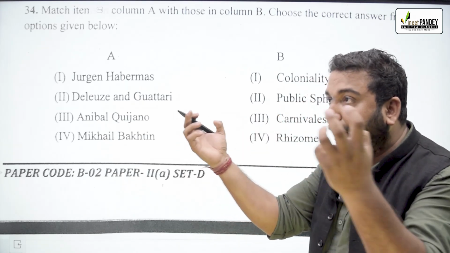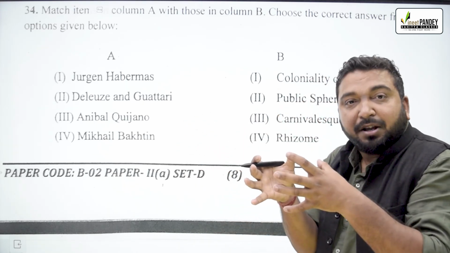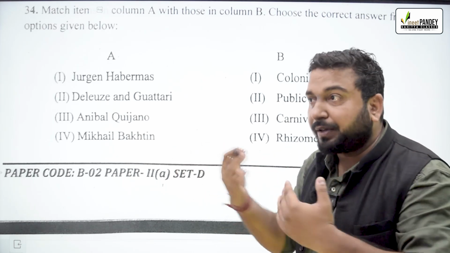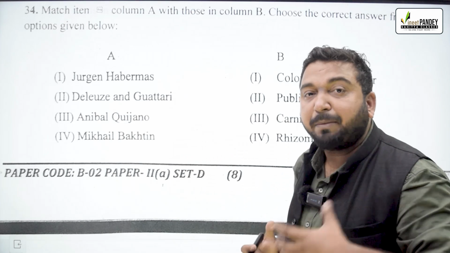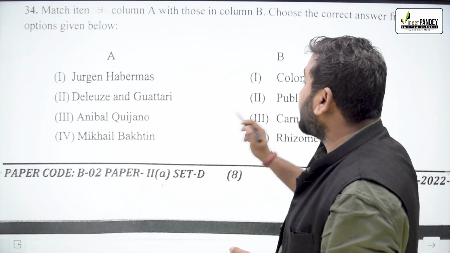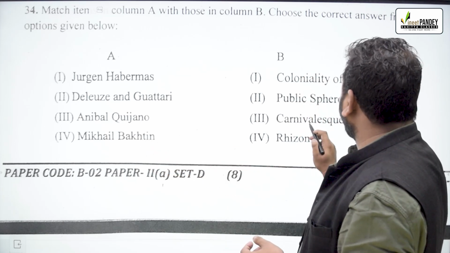The gathering of private people sharing their private understandings becomes a social understanding. So we are all part of each other's private life somewhere, and that becomes a public sphere. That's Habermas for public sphere, Mikhail Bakhtin for carnivalesque.